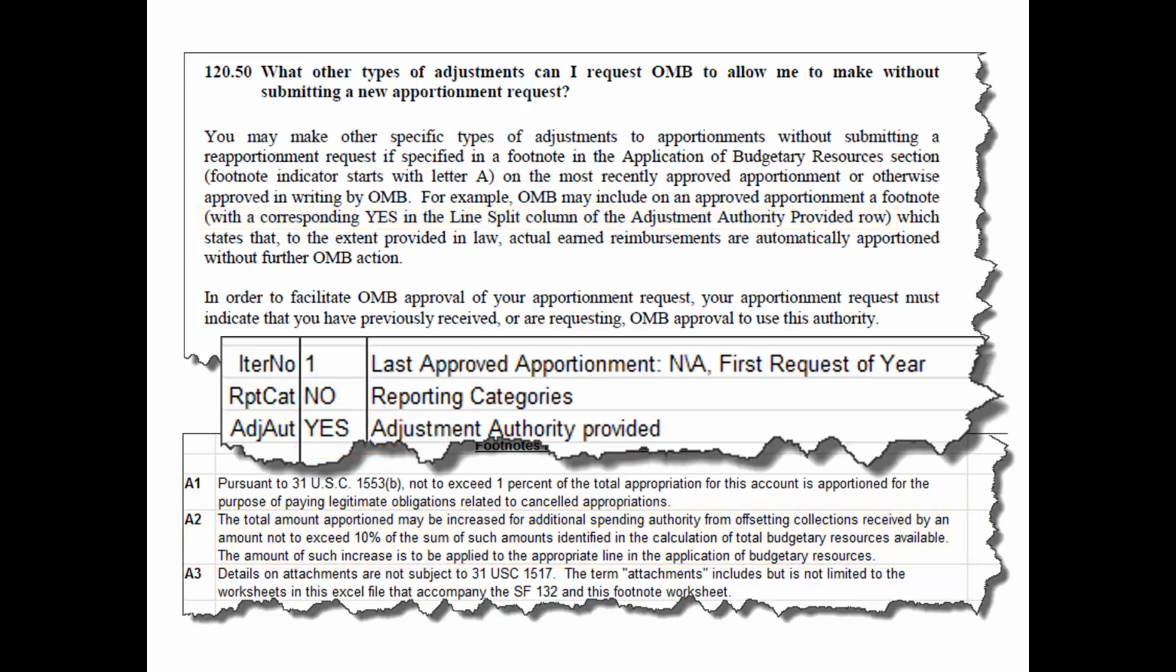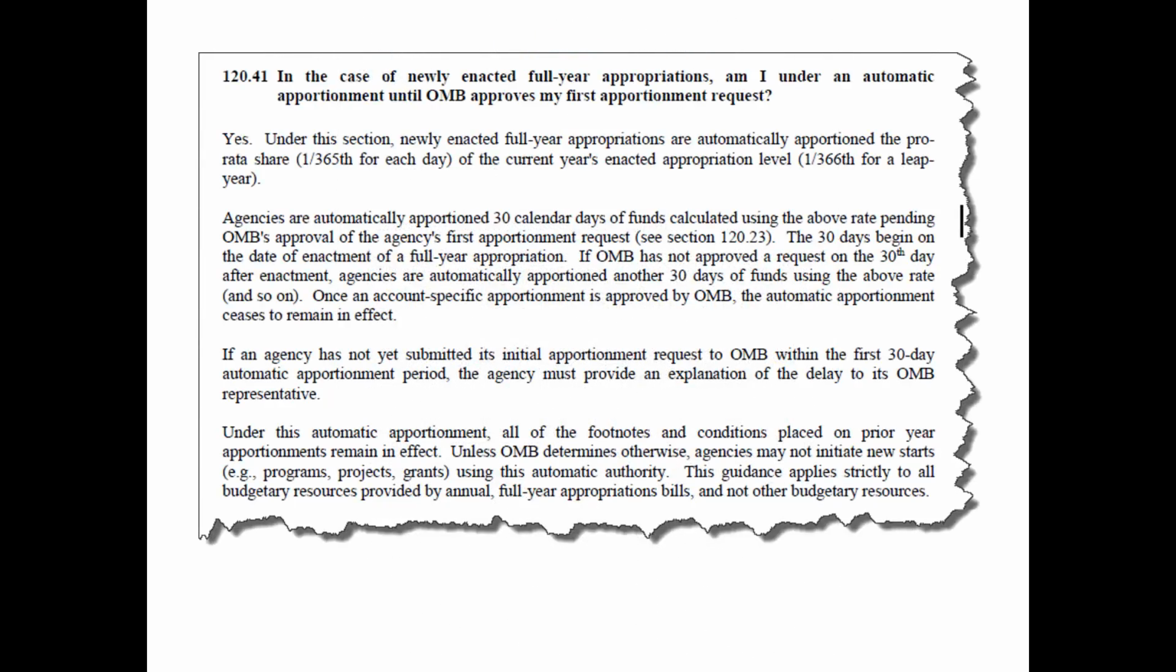There's another circumstance where you may not have to submit an apportionment, and that is during a continuing resolution. During a continuing resolution, OMB issues a bulletin which automatically apportions funds appropriated under the CR. This bulletin apportions funds at the percentage of the year covered by the CR. Once the CR ends and a full year appropriation is enacted, Section 120.41 automatically apportions funds pending OMB's approval of the agency's apportionment request. This section apportions an additional 30 calendar days at the enacted appropriation level. If OMB has not approved a request after this time, another 30 days is automatically apportioned.